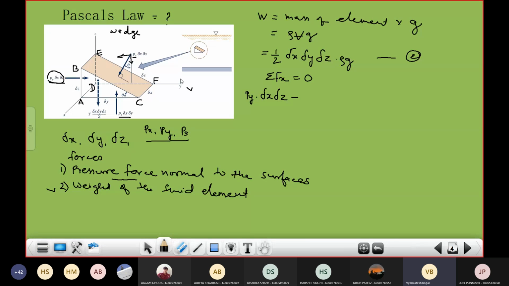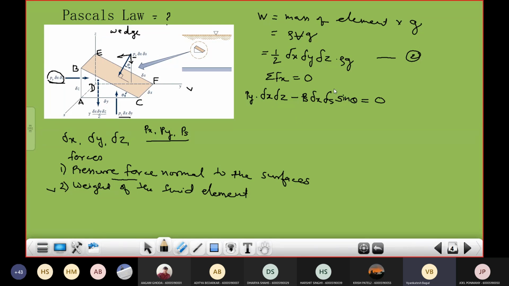So can anybody tell me what will be that component? Component of this force. So it will be Ps delta x delta s. What should I write? Sine theta, right? Sine theta. This must be equal to 0. Is it correct?